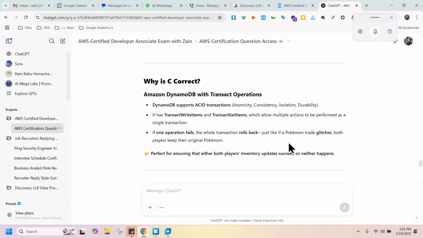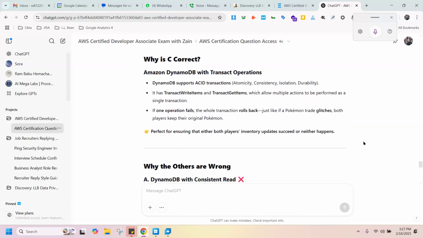Either all the transactions pass, or if one fails, then the whole transaction fails, right? Makes sense. So DynamoDB supports this type of ACID transaction, meaning DynamoDB provides atomicity, consistency, isolation, and durability.